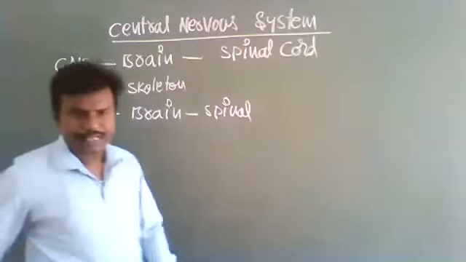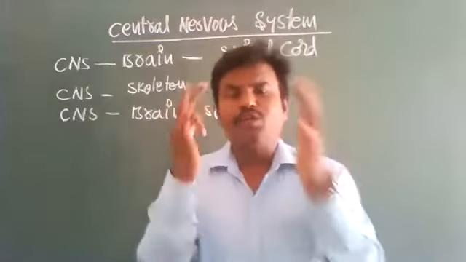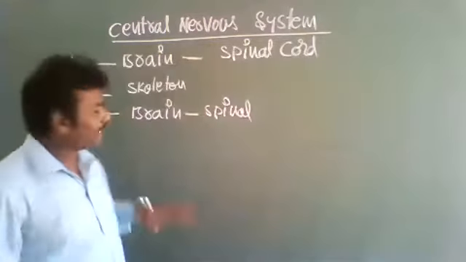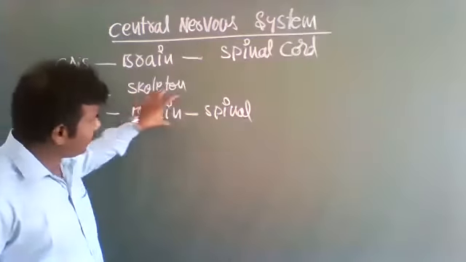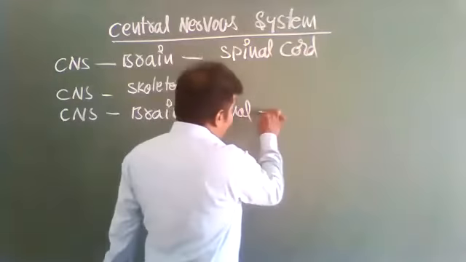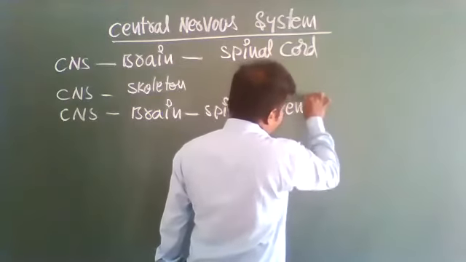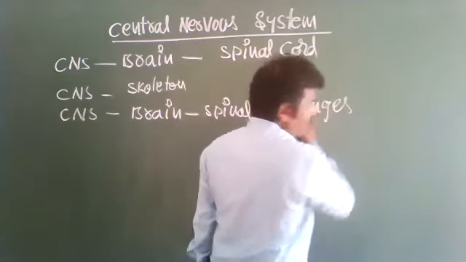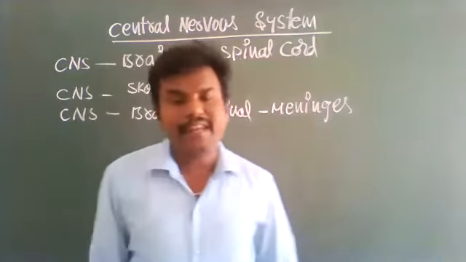Both are covered by three connective tissue membranes. The brain and spinal cord are covered by three connective tissue membranes, and those are called meninges.